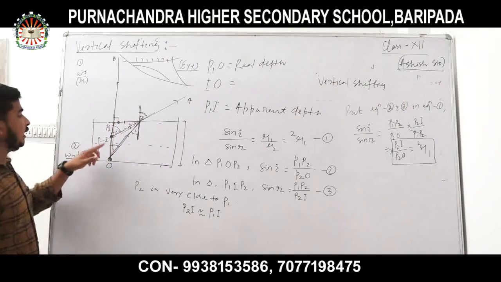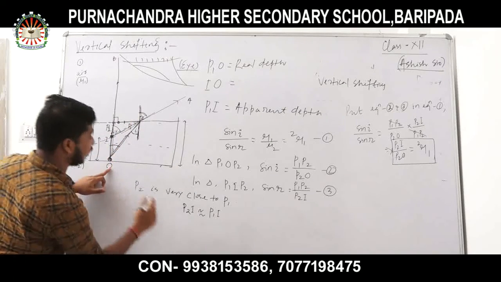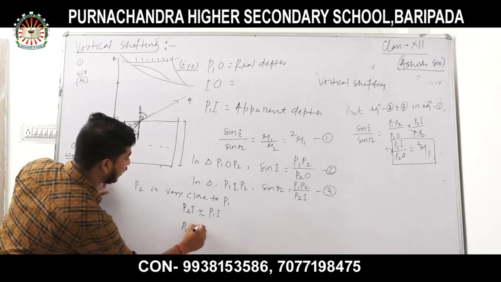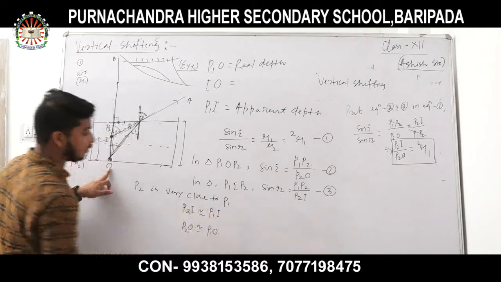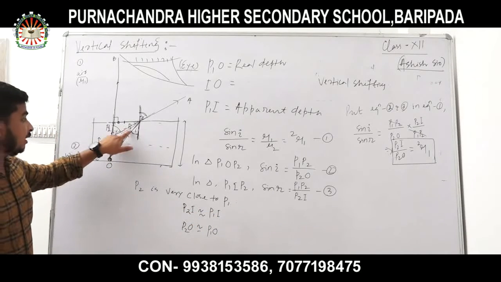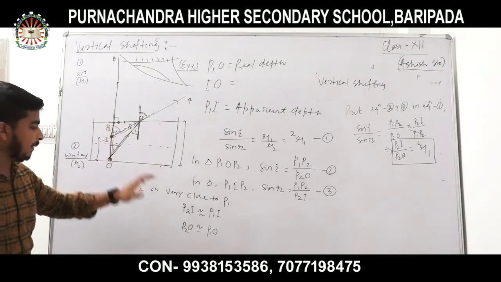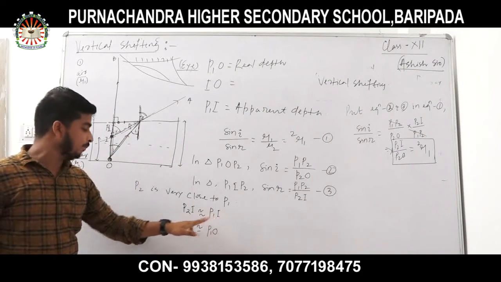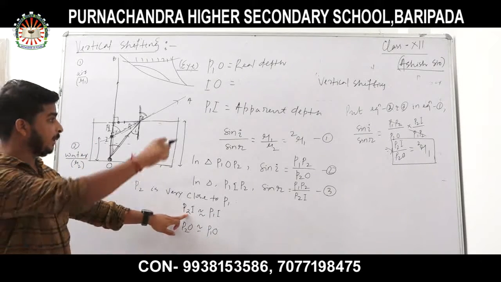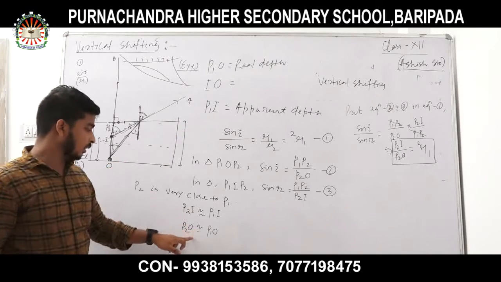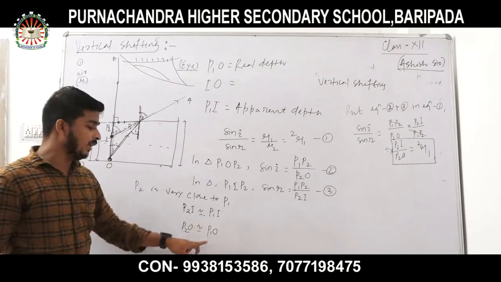P2I nearly equals P1I. Similarly, P2O nearly equals P1O. Because P2 is very close to the point P1, I can say P2I nearly equals P1I, and P2O nearly equals P1O. So in place of P2I and P2O, I can place the values P1I and P1O.